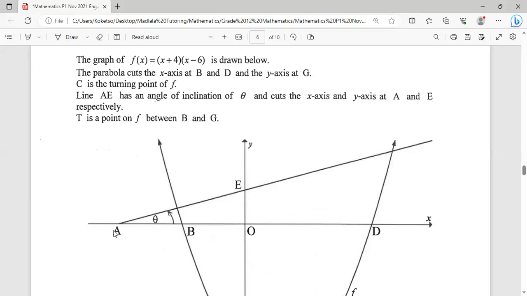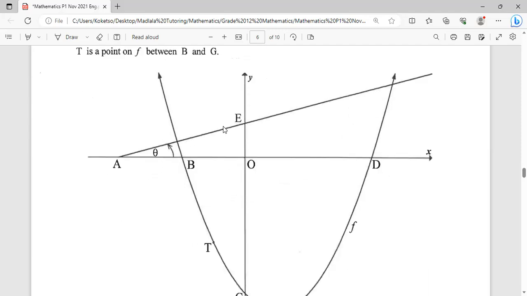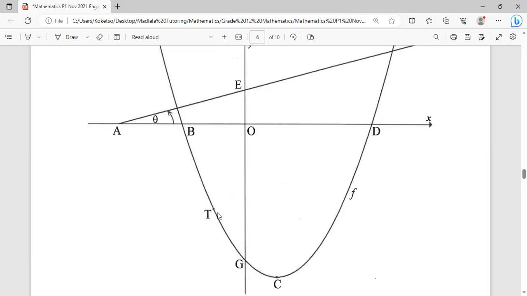And then the line AE has an angle of inclination of theta, and it cuts the x-axis and the y-axis at A and E respectively. And then they say T is going to be a point that is between B and G, like that.